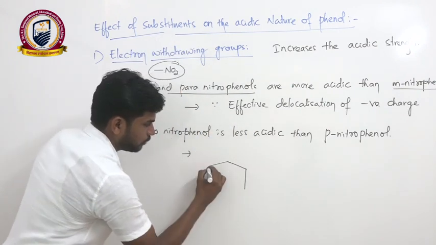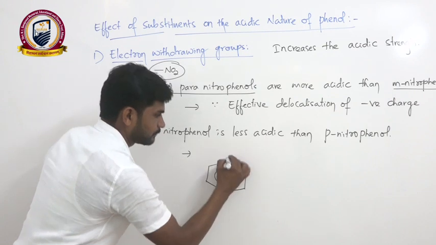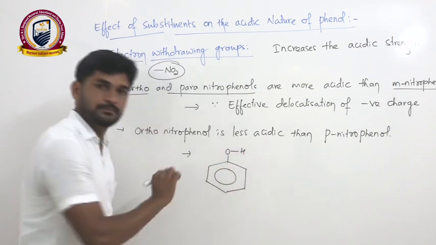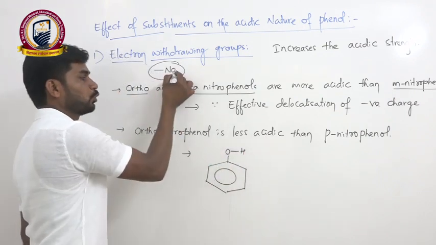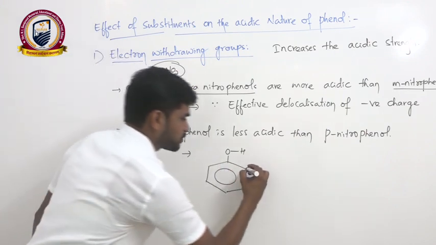So the structure of ortho nitrophenol becomes as follows. This is called a phenol, and it is attached with which group? NO2 group. On which position? Ortho position. So I will write it here.